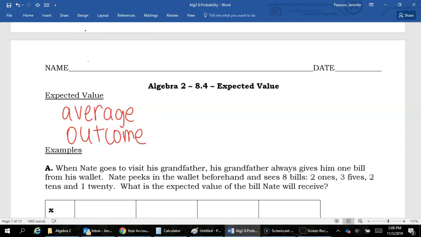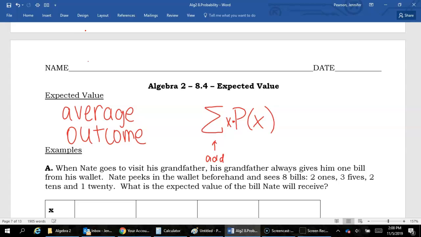There is a formula that is read the sum of the outcome multiplied by the probability of the outcome. So we need all of the possible outcomes. We need the probability of each of those outcomes. We need to multiply those outcomes with their probabilities, and then we need to add them all together.